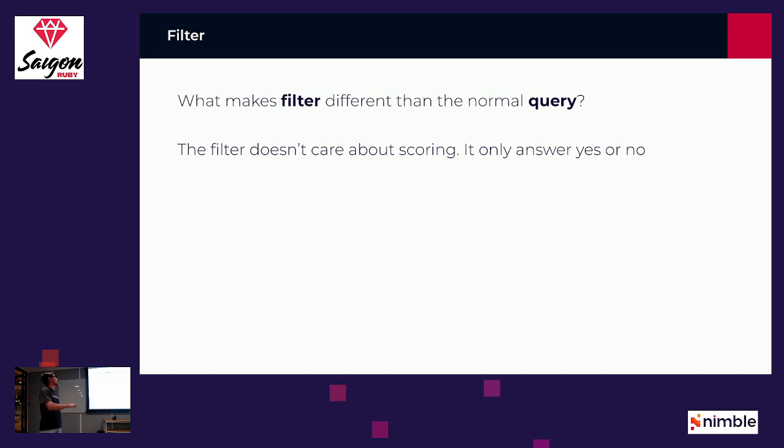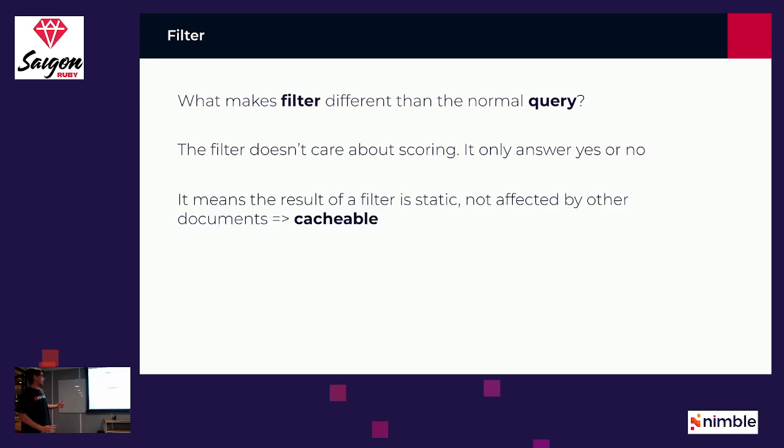The filter doesn't care about scoring. It only answers yes or no. So that's a fundamental difference. The filter gives you a binary answer. A document either passed the filter or didn't pass the filter. So there's no scoring involved. And it means that the result of the filter is static. It's not affected by other documents.